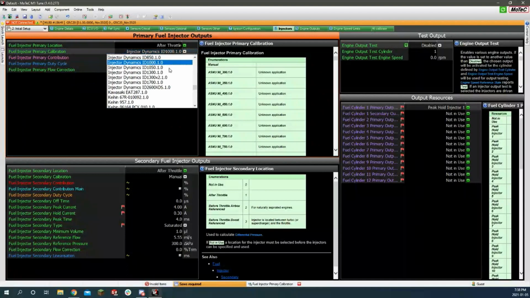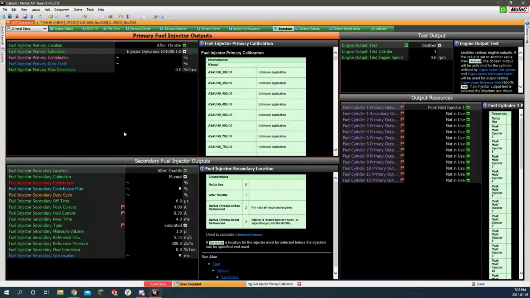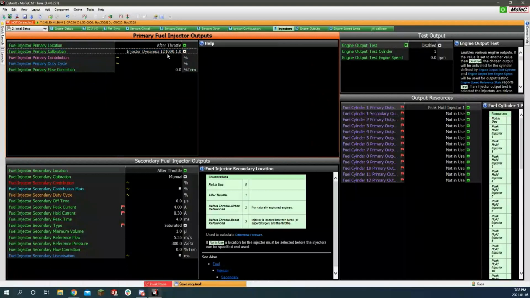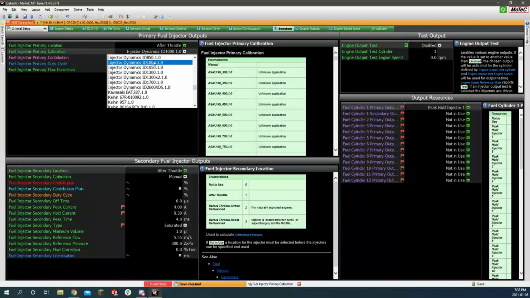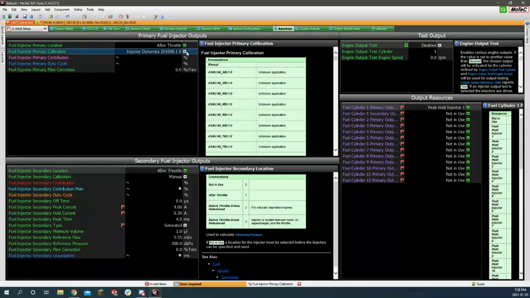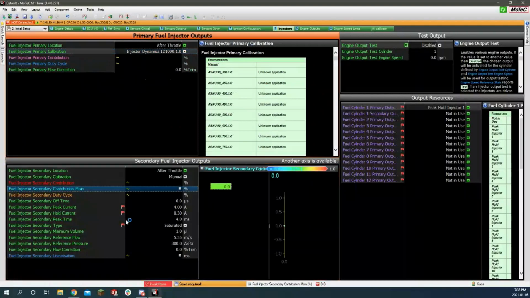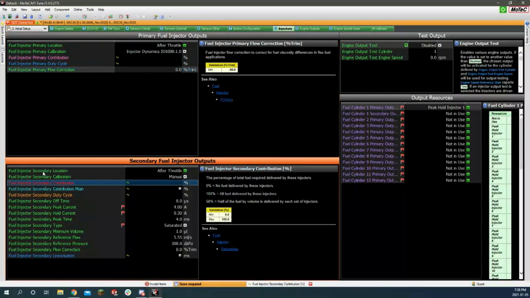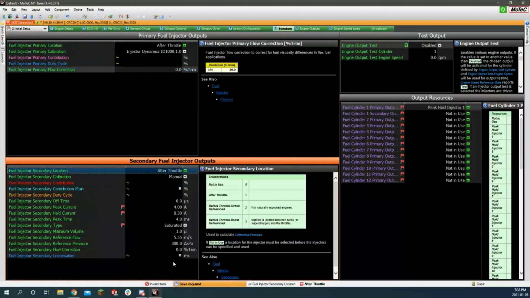But all injectors are different. So there's a big list of different injectors that you can use, and we will just select, again, I think this is just the default. We do know what injector it is, I just don't have it here. So that's something you choose. There are things about secondary injectors. We're not using a secondary injector, but if we were, we could configure it here. We just have the one fuel injector.